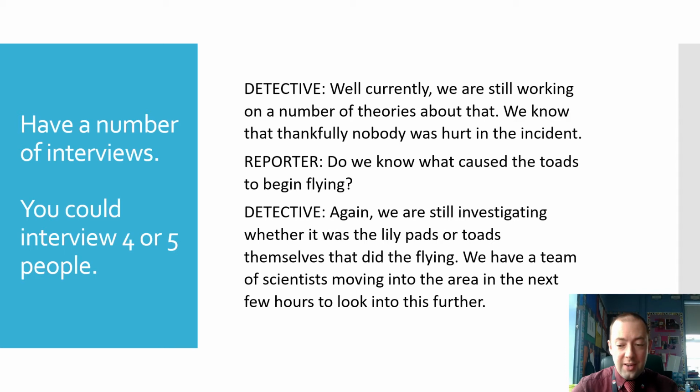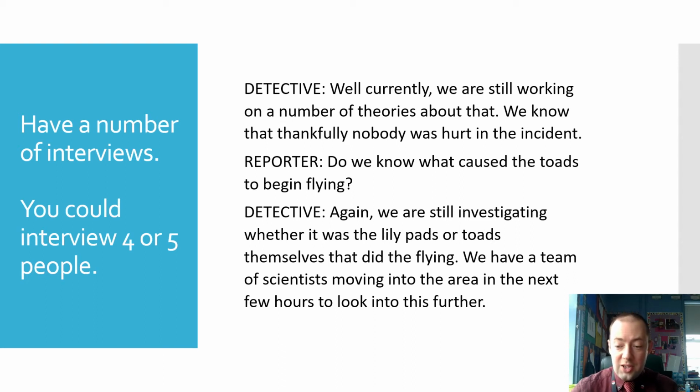So the detective has said, and I have put detective, and then I have to put some colons after it, just so that I can split it off. If you want to put detective in the margin, this is one of those rare times when I will actually let you write in the margin, if you've got a margin on your piece of paper. Detective: Well, currently, we're still working on a number of theories about that. We know that thankfully nobody was hurt in the incident. Reporter: Do we know what caused the toads to begin flying? Detective: Again, we are still investigating whether it was the lily pads or toads themselves that did the flying. We have a team of scientists moving into the area in the next few hours to look into this further.